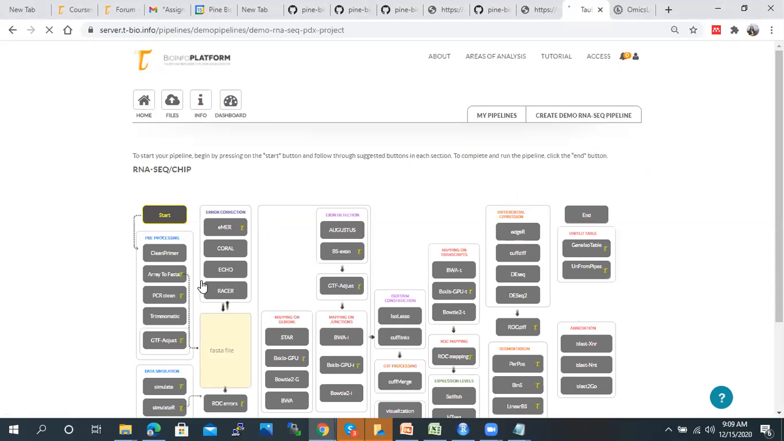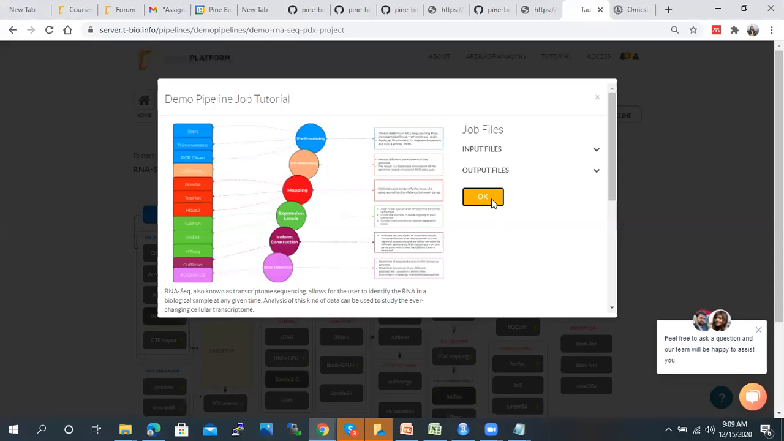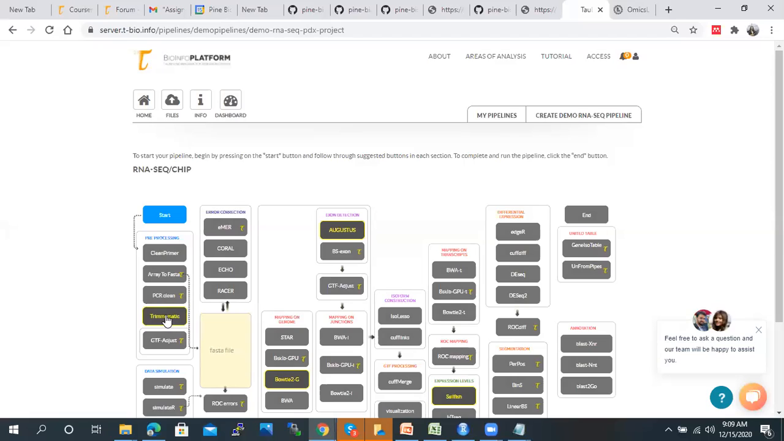Once you're able to click on that third pipeline, the demo pipeline, with the start, we're able to upload the files. Then the next option that is getting highlighted is Trimmomatic. With Trimmomatic, if you remember the third session, we provided the details regarding how we can pre-process our data. So Trimmomatic removes adapters from your sequence.